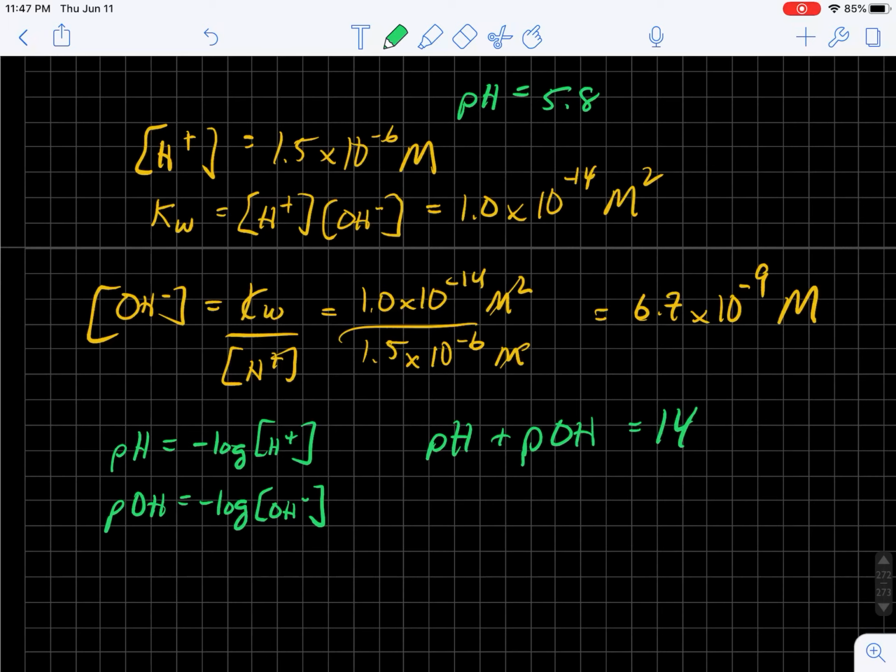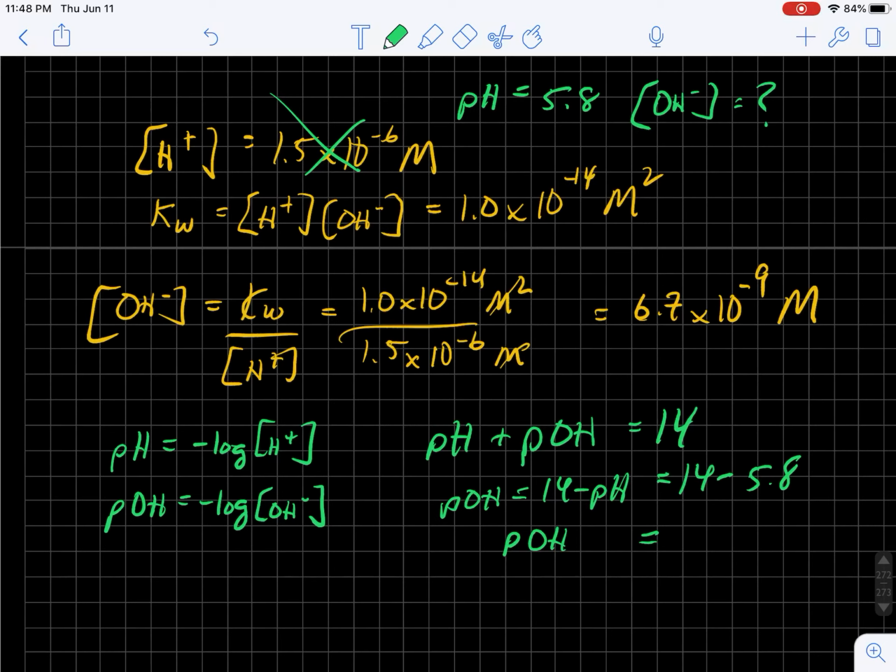would be 5.8. So if they gave us the pH instead of the H plus, and they said, all right, here's the pH of 5.8, what is the OH minus concentration? Well, then we could say, all right, pH plus pOH is equal to 14. pOH is equal to 14 minus pH, which is 14 minus 5.8. So the pOH is equal to 8.2.